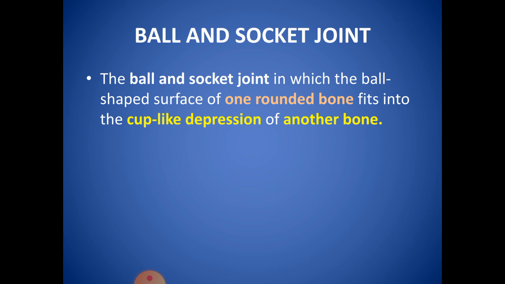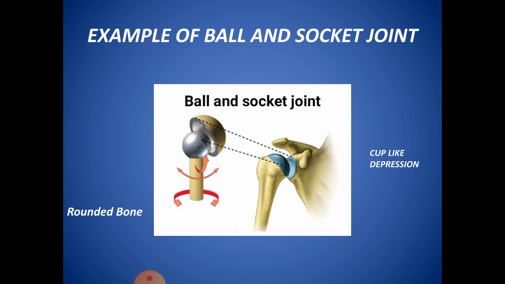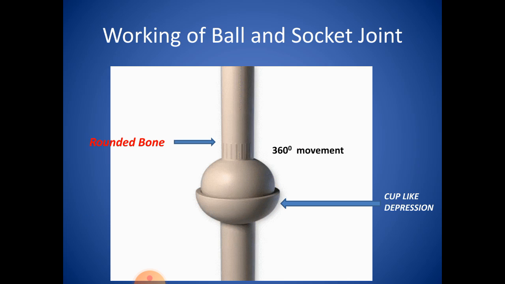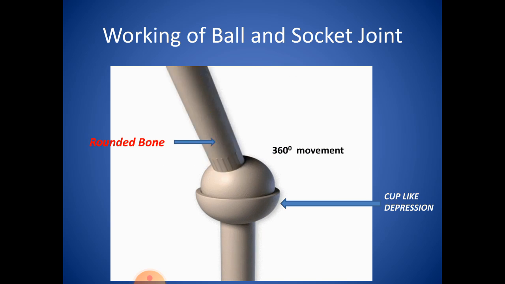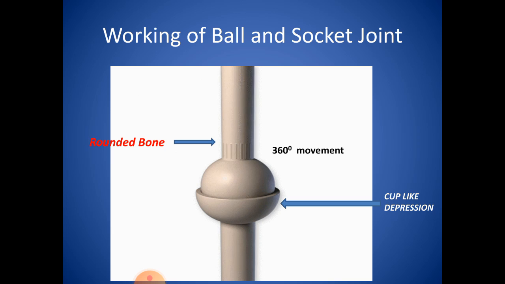First, ball and socket joint. The ball and socket joint, in which the ball shaped surface of one rounded bone fits into the cup-like depression of another bone. You can see here. Now, this rounded bone keeps on rotating and can make 360-degree movement. So we can say that ball and socket joint allows us to make 360-degree movement.